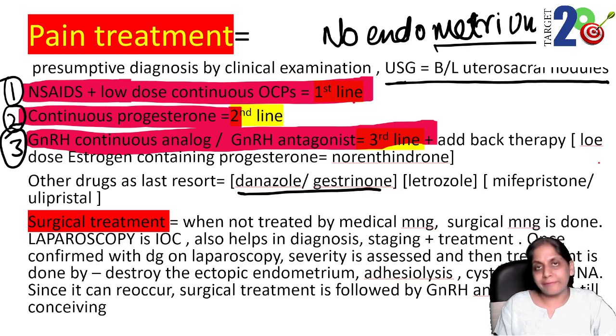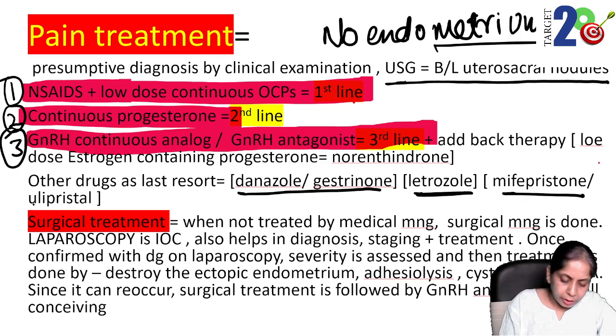The side effect of danazol is hirsutism in the patient. Letrozole is an aromatase inhibitor, so again there will be a hypoestrogenic state. Mifepristone and ulipristal are the anti-progesterone agents.